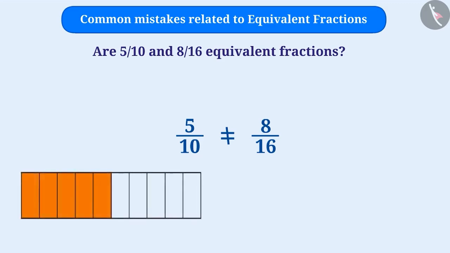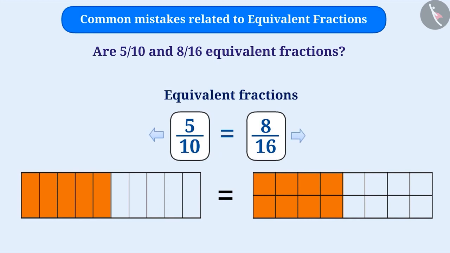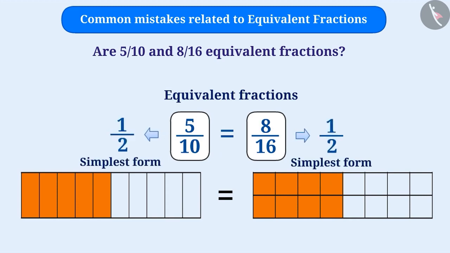As you can see, both 5 by 10 and 8 by 16 represent equal parts. So, they have equal values. That means both are equivalent fractions. By finding the simplest form of the fractions also, we can check whether the given fractions are equivalent fractions or not.